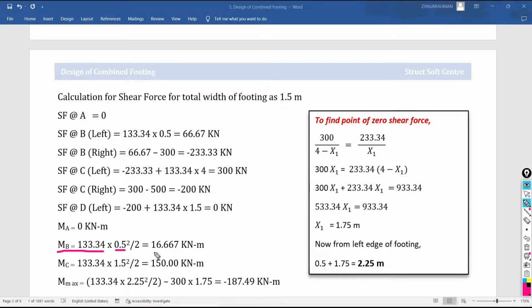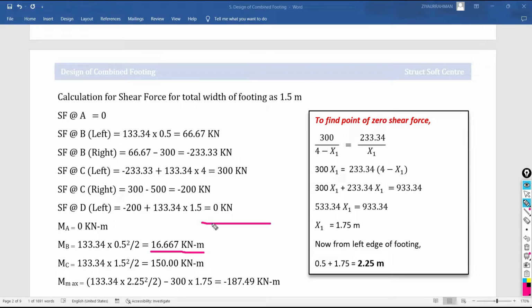You are getting the bending moment as positive. Suppose this is the point where I am going to calculate the bending moment, and the upward pressure is like this. So it is clockwise, and I am going to consider it as a positive bending moment. So here the positive bending moment is 16.667 kilonewton meter.